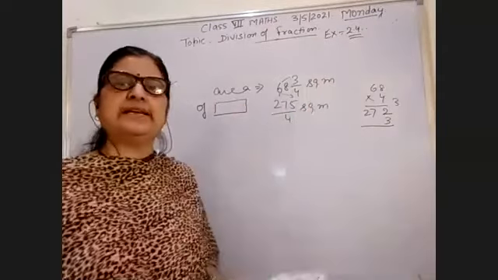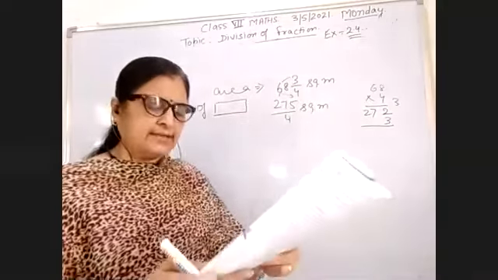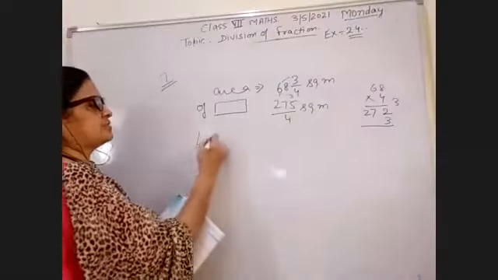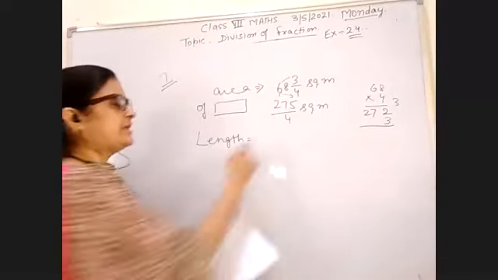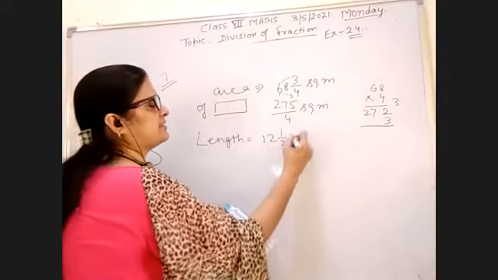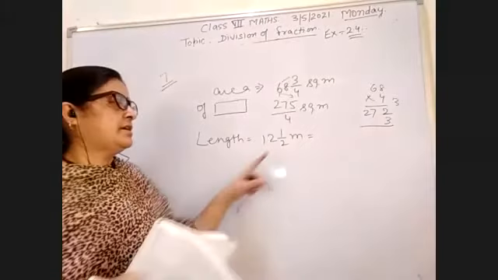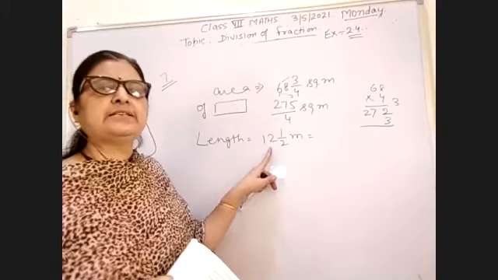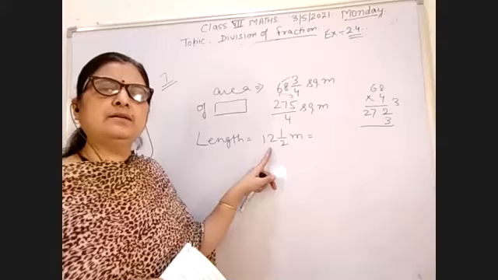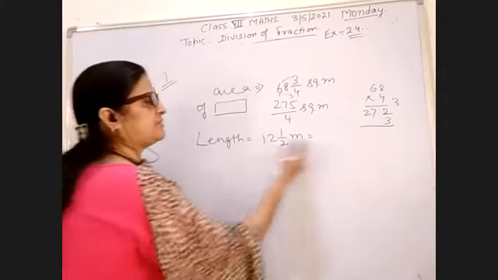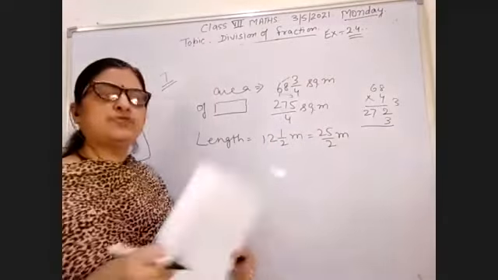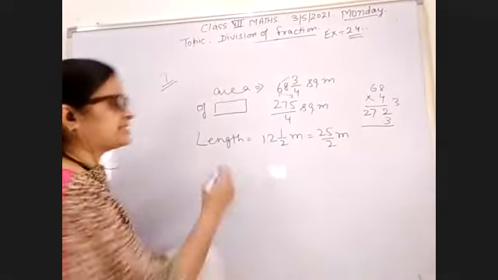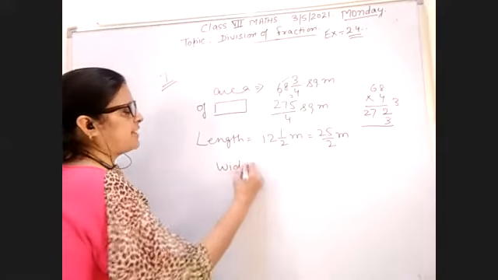Area is given in this question and the length is also given. Length is given as 12:1/2 meter. Also you have to convert 12:1/2 into an improper fraction. 12 times 2 is 24, plus 1, 25/2 meter. Now in this question you have to find the width.